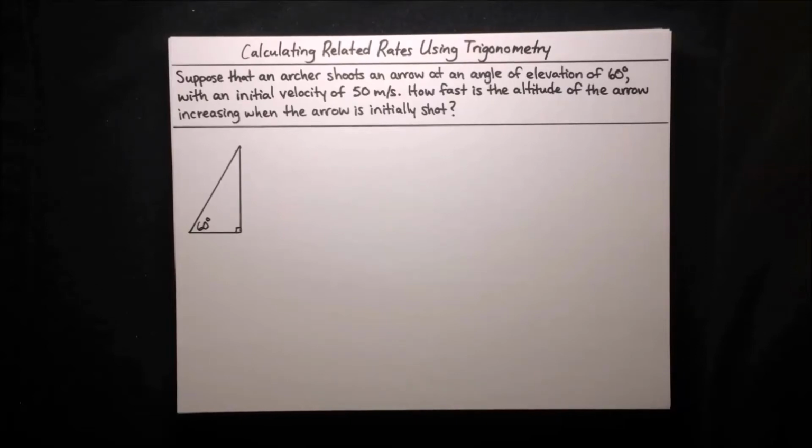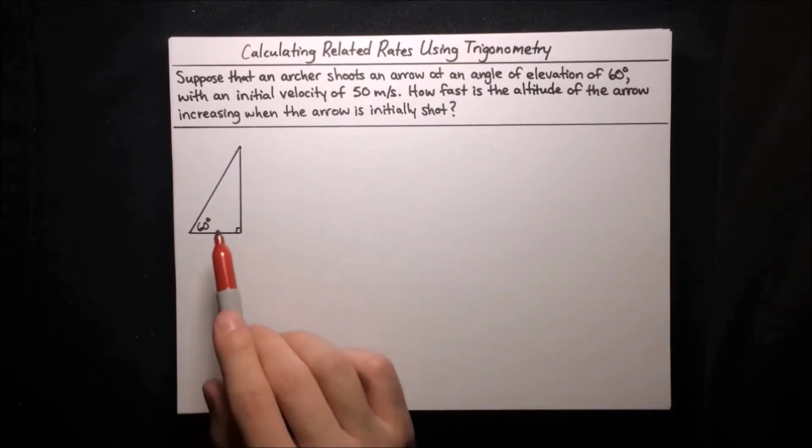In this video, I'm going to show you how to calculate related rates using trigonometry. So here we suppose that an archer shoots an arrow at an angle of elevation of 60 degrees with an initial velocity of 50 meters per second. We want to know how fast is the altitude of the arrow increasing when the arrow is initially shot.